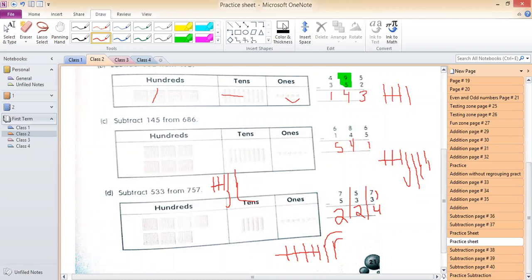So guys, I was telling you, you should have a good command of subtraction without regrouping before going to the topic subtraction with regrouping. So everything is clear to you in this topic, subtraction without regrouping? Yes, sir. That's right, good.